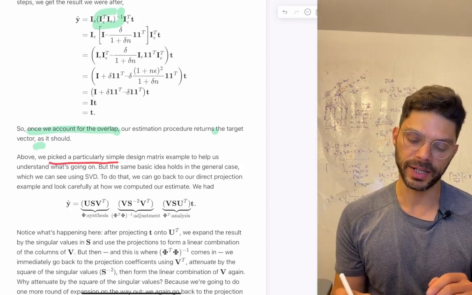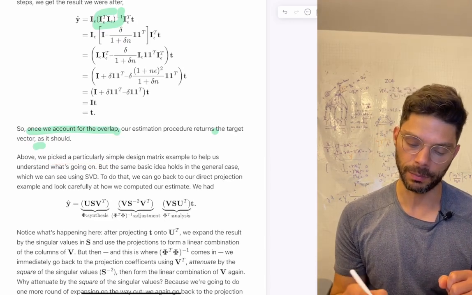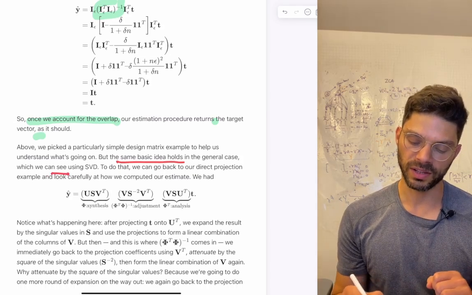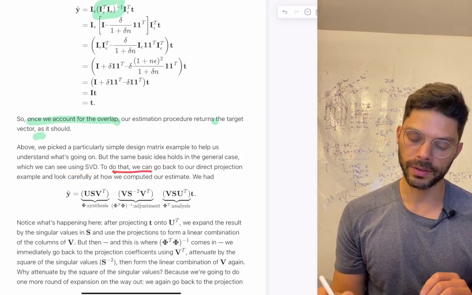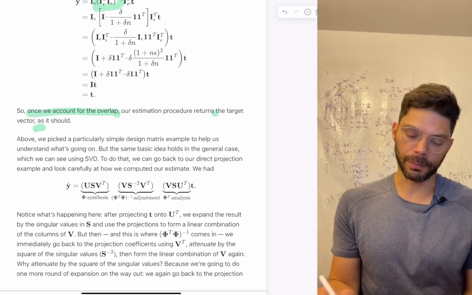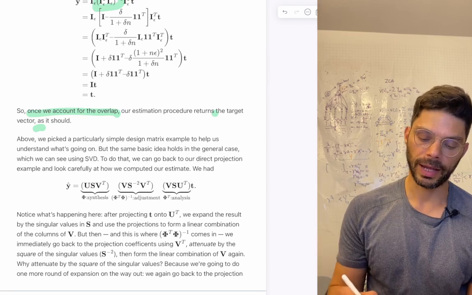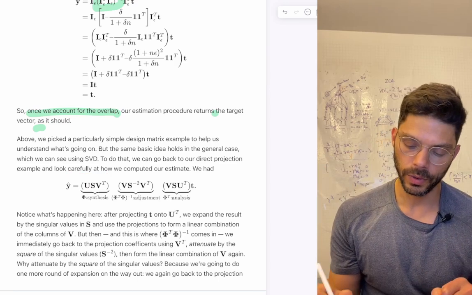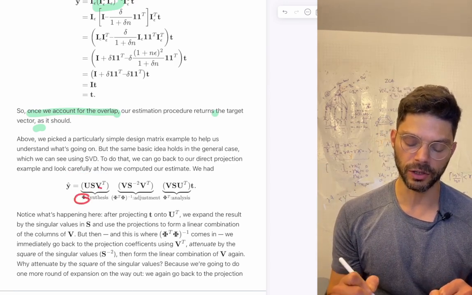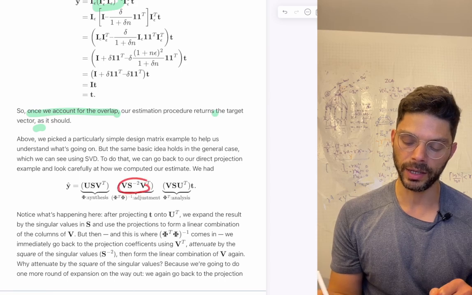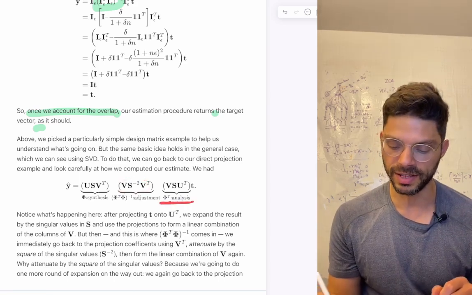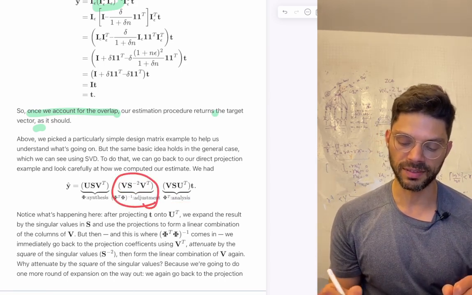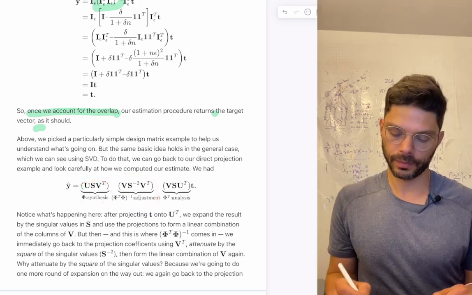Now above, we picked a particularly simple design matrix example to help us understand what's going on, but the same basic idea holds in the general case, which we can see using SVD. To do that, we can go back to our direct projection example and look carefully at how we compute our estimates. Remember when we were doing the SVD, we had phi, which is U S V transpose, then we had the stuff in the middle, and then we had phi transpose. And this is now our analysis step, projecting onto phi. There's an adjustment step and a synthesis step.